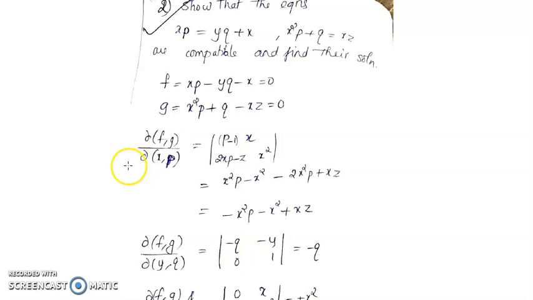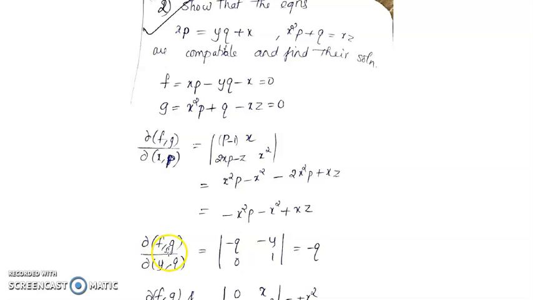So dou of fg by dou of xp is equal to, so fx will be p minus 1, and you will have fp is equal to x, and then you will have gx as 2xp minus z, and gp will be equal to x square. So that gives minus x square p minus x square plus xz.